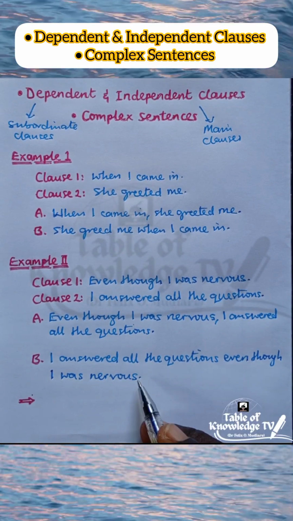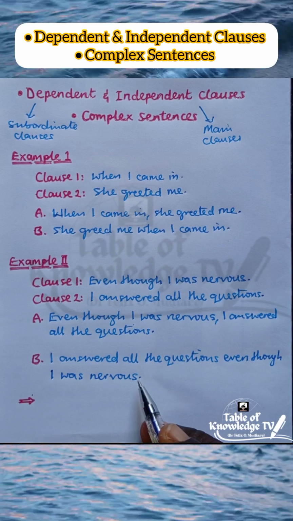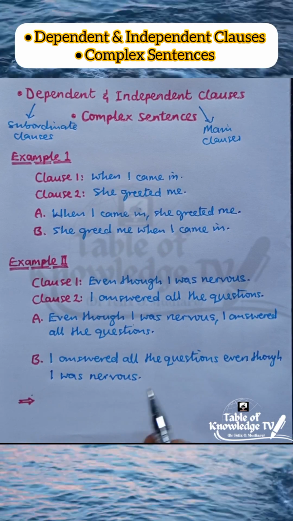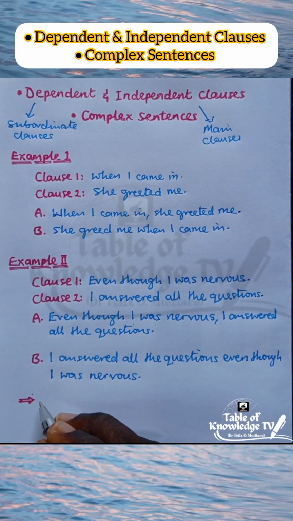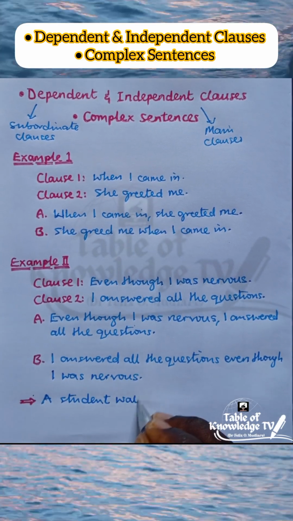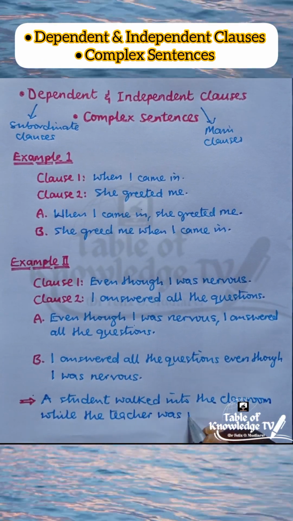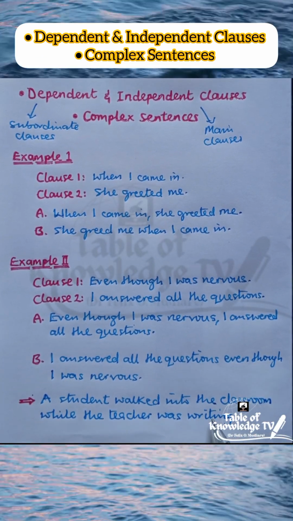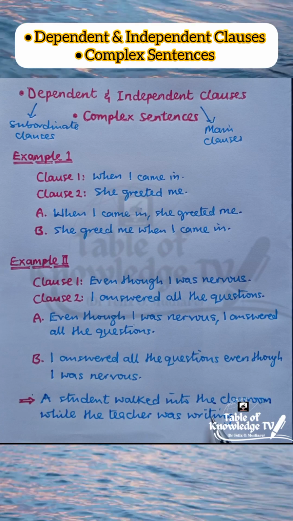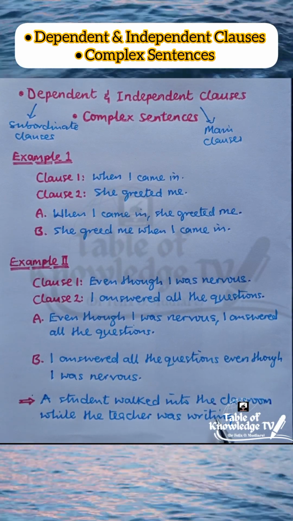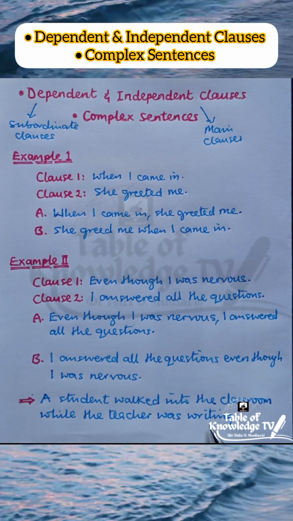I guess you now understand dependent clauses, independent clauses, and the concept of complex sentences. Now, let me leave this for you as a simple exercise. A student walked into the classroom while the teacher was writing. This is a complex sentence. Now, here is the exercise. Kindly identify the dependent clause and the independent clause in this sentence.